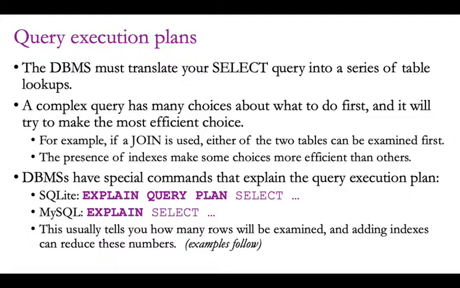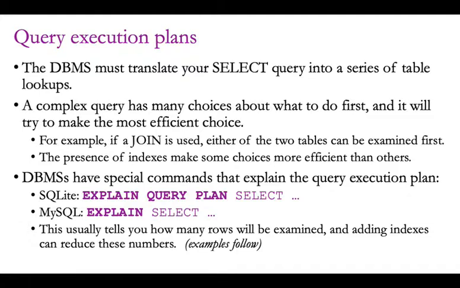The database management system has to somehow come up with a plan for which table it's going to look at first, what it's going to look at next, and whether it is going to use any indexes. You can actually see those query execution plans by running special commands. On SQLite, you could say explain query plan, and then you put your select statement. On MySQL, explain, and then the query. And this tells you what tables it looks at in what order, how many rows it's going to look at, and that helps you pinpoint why a query is slow.